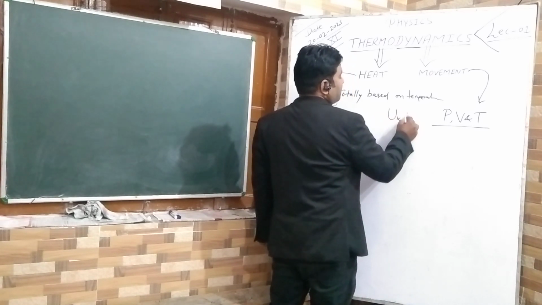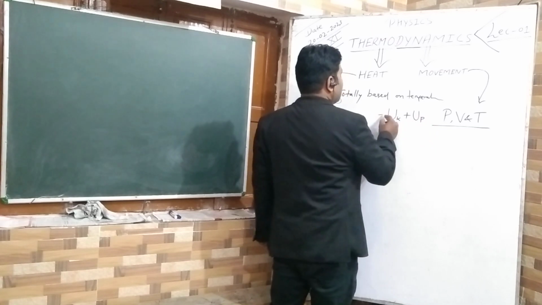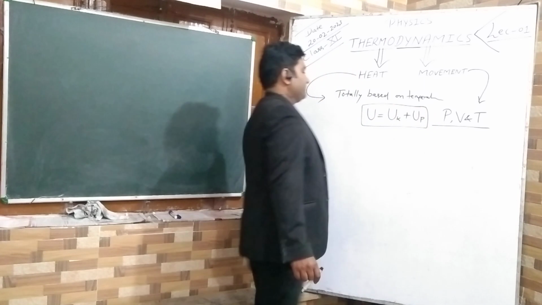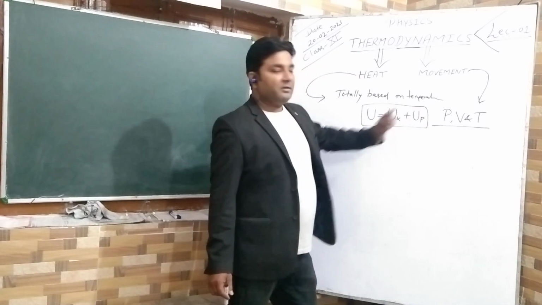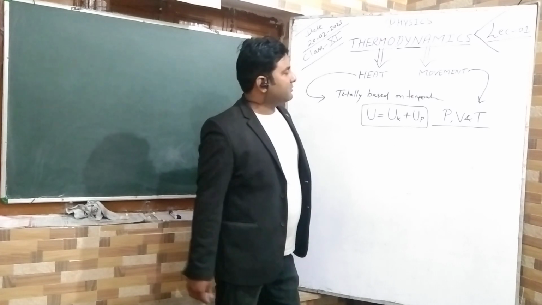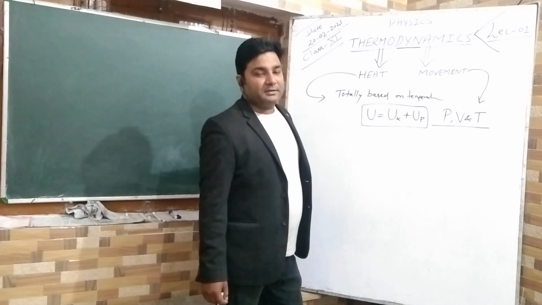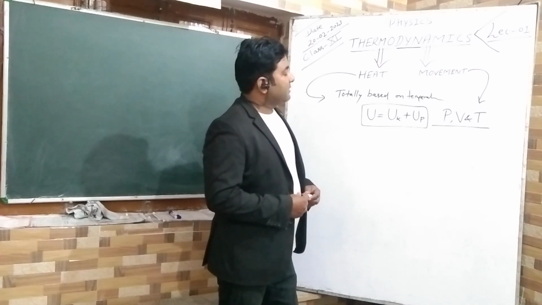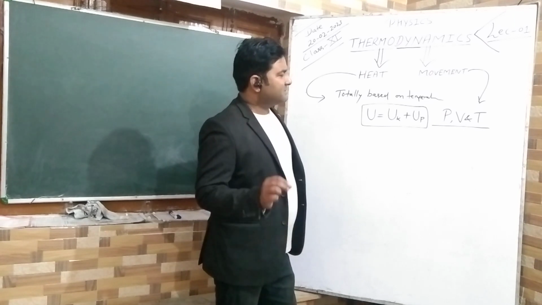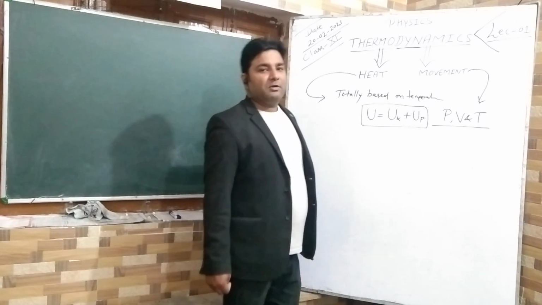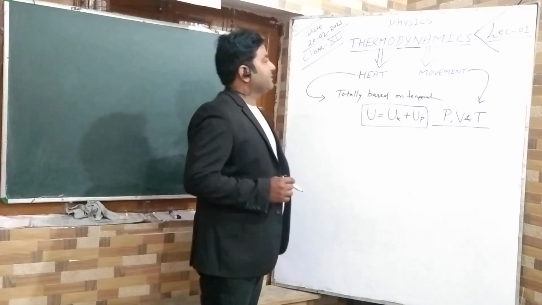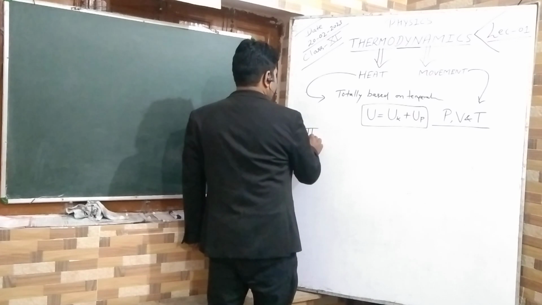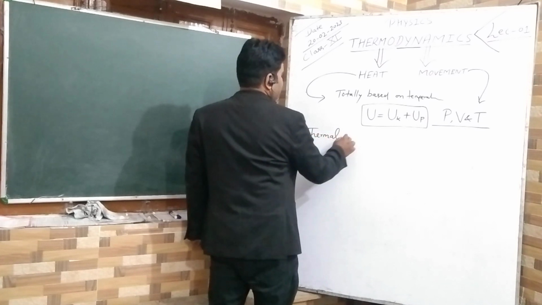internal energy, and that internal energy is the combination of potential energy and kinetic energy. UK is for kinetic and UP is for potential energy. Some more terms related to this chapter are density, and you will also find some concept of work done in this chapter. So starting from thermal equilibrium, the basic term is thermal equilibrium.